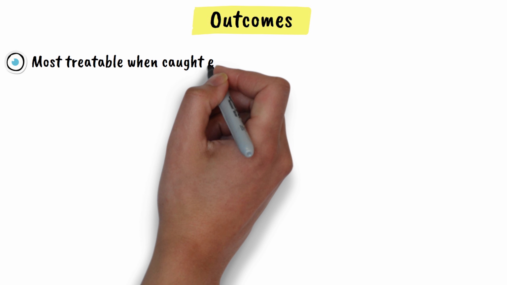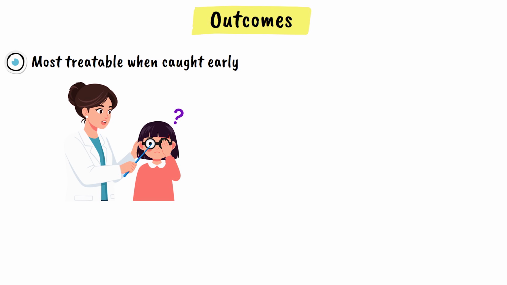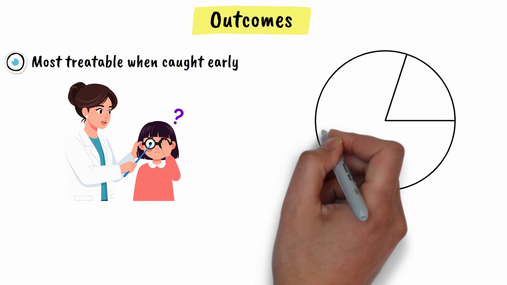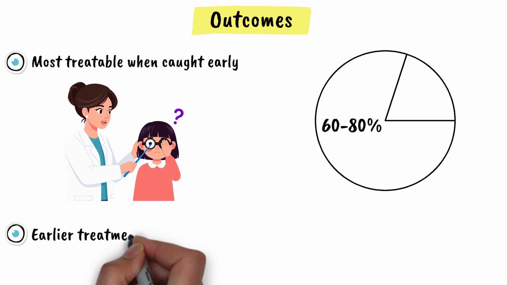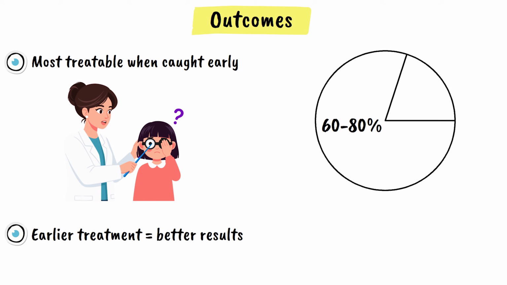Early detection makes a huge difference. The visual system develops rapidly in the first years of life, and amblyopia is most treatable during this period. Studies show that 60 to 80% of children achieve significant vision improvement with treatment. Treatment can work in older children too, though it may take longer. The earlier treatment begins, the better the outcome.